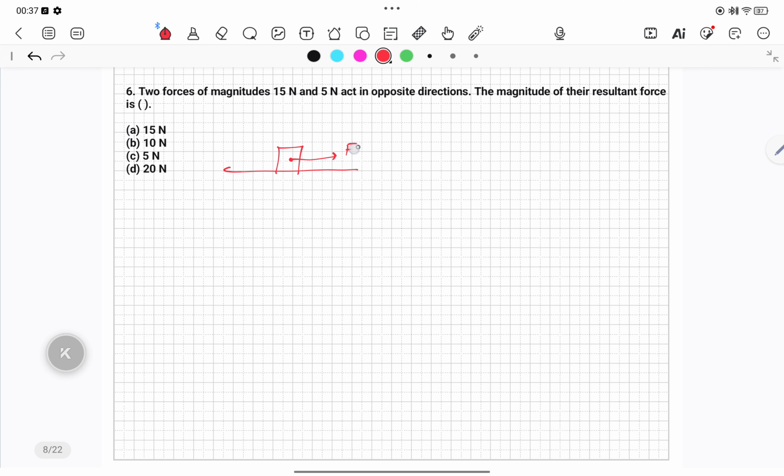So suppose F1, 15 Newton, is in this direction and F2, 5 Newton, is in this direction. So the net force, the resultant force, will be equal to 15 Newton minus 5, that is 10 Newton. So according to this, option B is correct.